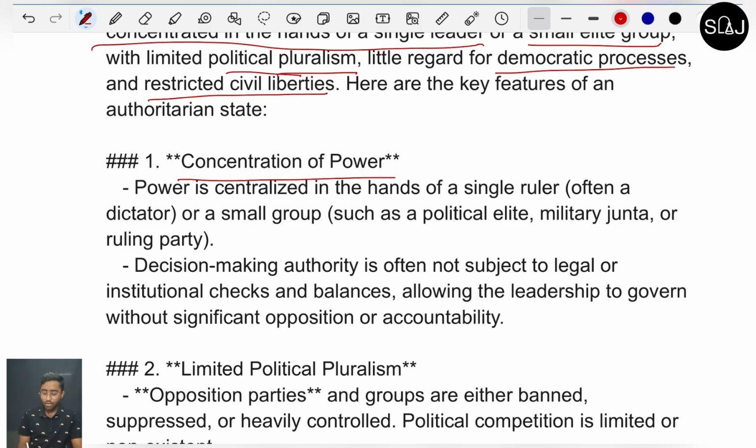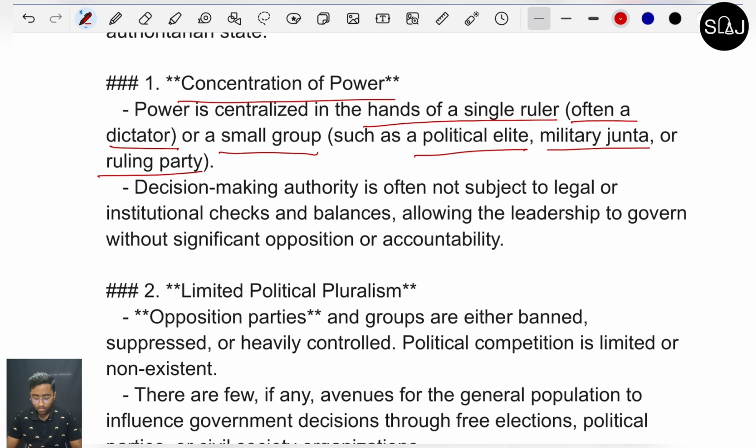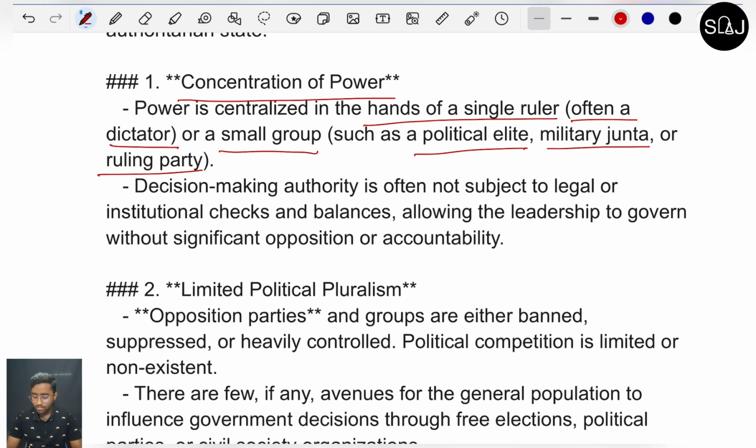Power is centralized in the hands of a single ruler, often called a dictator, or a small group such as a political elite, military junta, or a ruling party. Decision making authority is often not subject to legal or institutional checks and balances, allowing the leadership to govern without significant opposition or accountability.